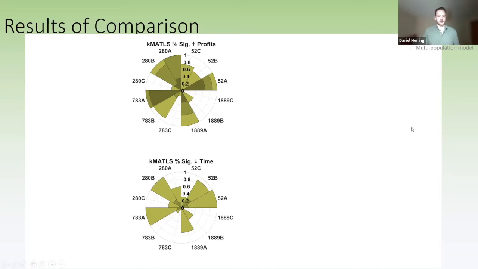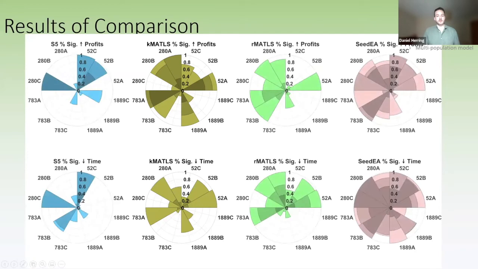If we look at all of the methods, we can see that the S5 heuristic handles the majority of dynamic instances the worst, and the seeding algorithm, the MC method, has the best coverage of significant improvements across the examined problems. These results are shown specifically here for the location change dynamics.